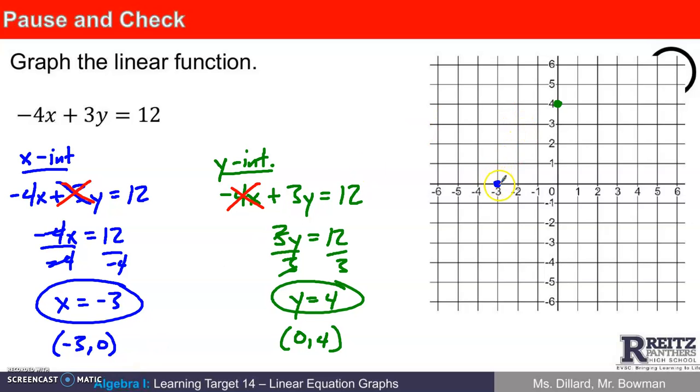Looks like the pattern for graphing is to go up 4 and right 3. Next one would be off the graph here, but I can always go down 4 and left 3. And the line's going to go through here. Something like that. How'd you do?